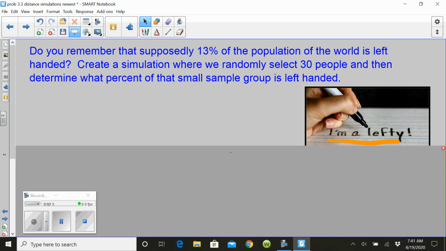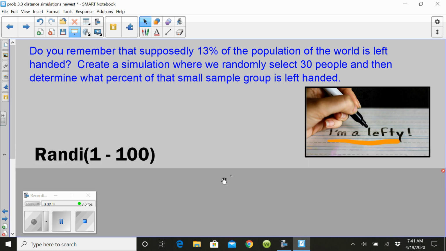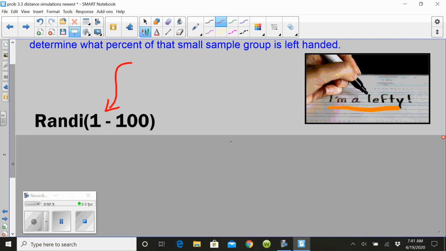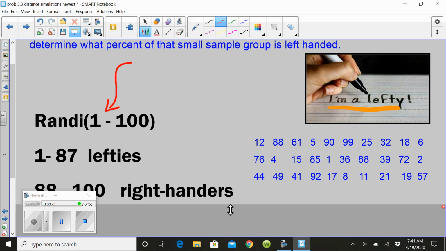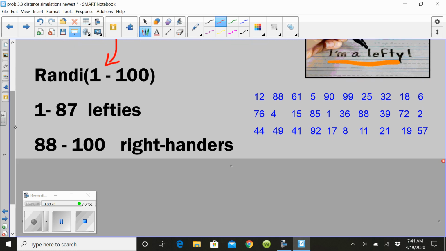And so I think I've got it displayed here already. My idea was based on what percent means. Percent means out of 100, right? So 13% means out of 100. So I decided to generate random numbers from 1 to 100. Then I have to declare what each of those numbers mean. And I did that in black here already.